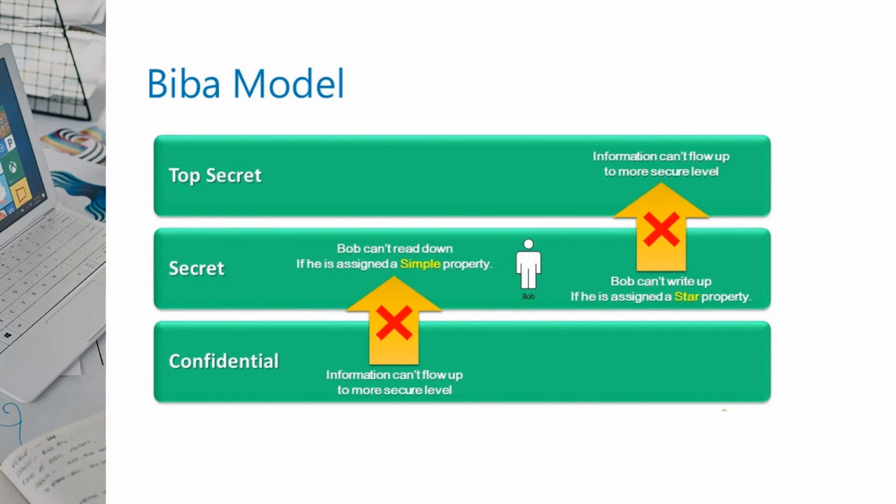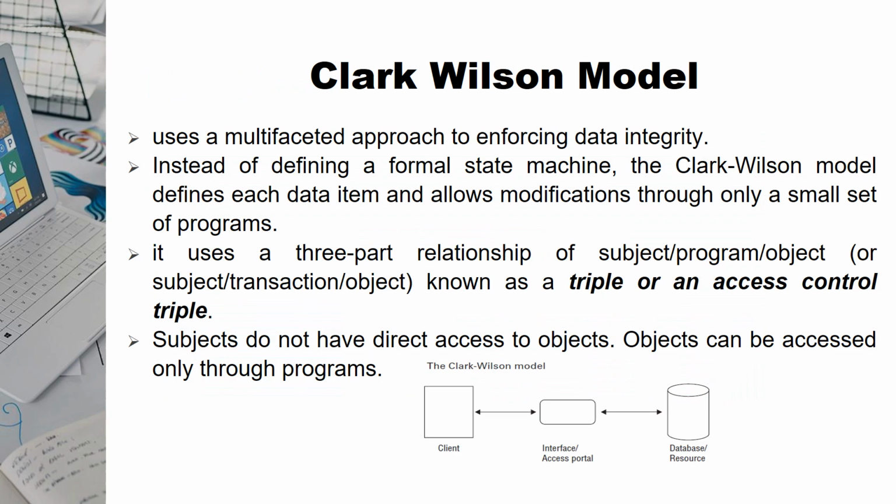This is a diagram that is showing the Biba model, what we have been explaining in the previous slide. Then we'll move on to the last one, the Clark-Wilson model. This one takes a practical approach to enforcing data integrity. Instead of using clearance levels, it defines how data can be changed, by limiting access to only certain trusted programs or transactions. It's based on a three-part relationship: the subject, the user, the program, the application or transaction, and the object, which is the data.